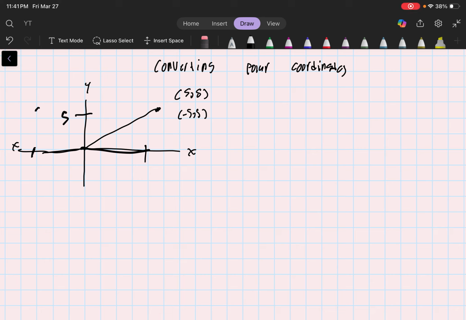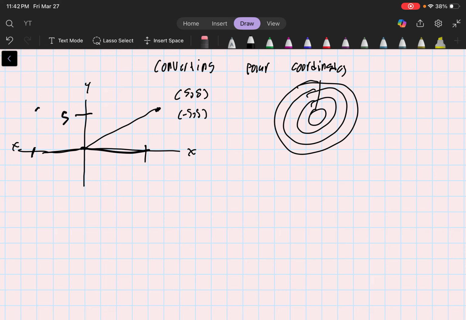However, the polar system is very, very different in that it deals with a radius and more with circles. So instead of x and y telling you where to go, polar coordinates are a little bit different. They have this thing called r and then theta.